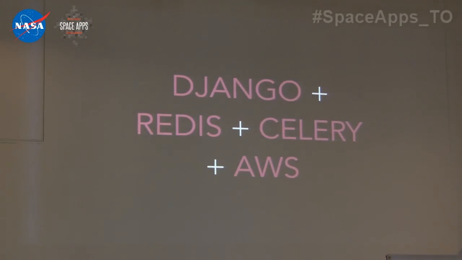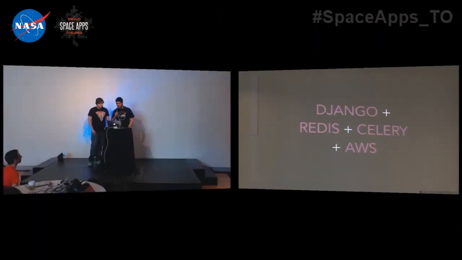So how did we do this? We use Django, Redis, Celery, AWS, and we're using Celery to periodically pull these different changes on the server and get them onto GitHub.